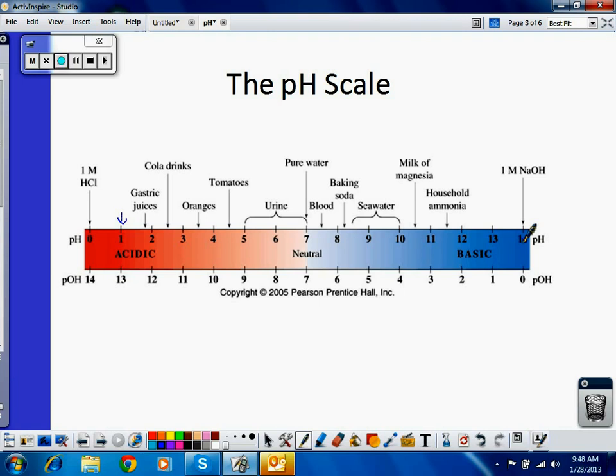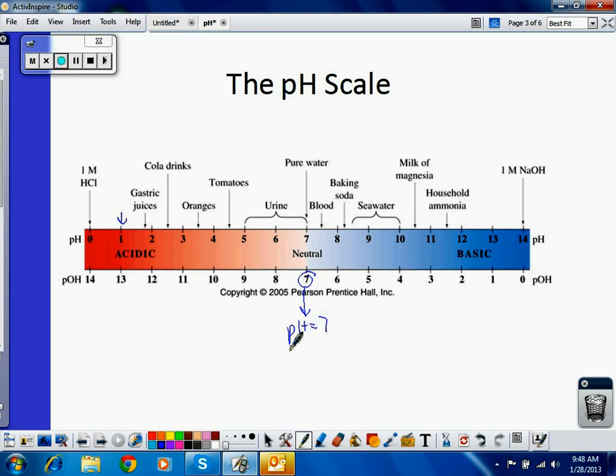But what we find is that for most of the weak acids and bases we deal with, we're dealing with pHs somewhere between 1 and 14. So that's why we typically think of the pH scale as being from 1 to 14. So you can see pure water is neutral. Now you'll notice the pH is equal to 7.